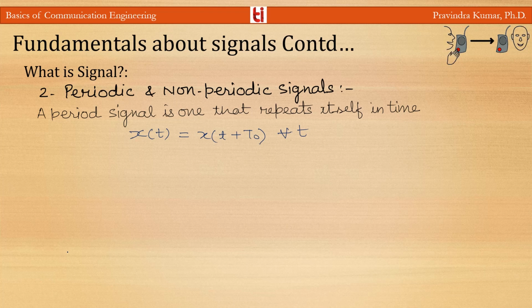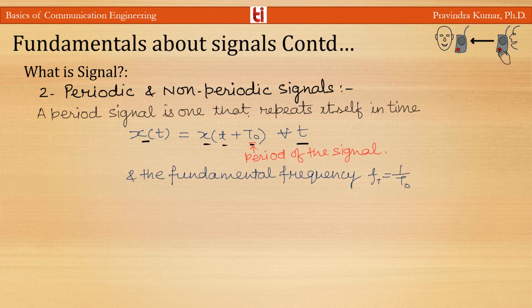A periodic signal is one that repeats itself in time. This means the signal x(t) will be equal to x(t + t0), and there is repetition at t0 for all values of t. Here t0 is the minimum value and it is the period of the signal. And the fundamental frequency will be 1 by the period of the signal. For example, if I have signal x(t) equal to cos(2 pi fm t), then the time period will be 1 by the frequency of the signal.